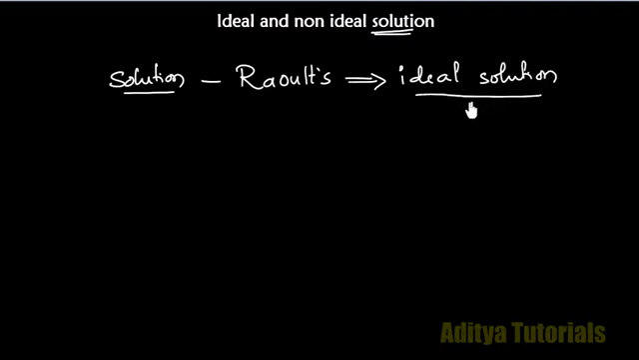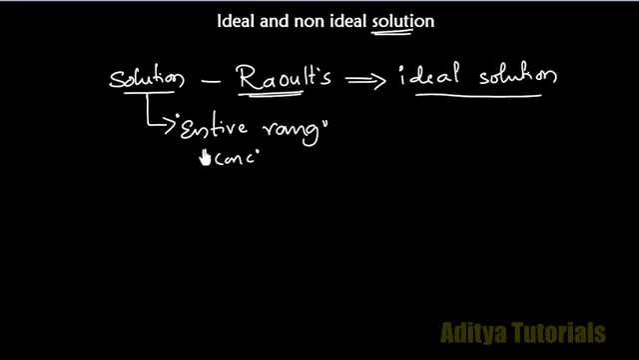So this should be noted that the concentration of the solution should be varied in the entire range. It means that Raoult's law should be applicable for this solution for the entire range of concentration. Then only that solution is termed as an ideal solution. So I will repeat once again. The solution which obeys Raoult's law for the entire range of concentration is called an ideal solution.